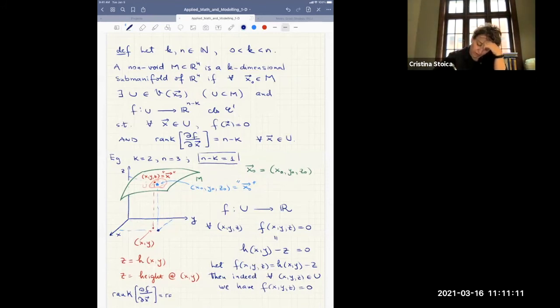Rank of, so for us would be this, right? So the function goes to R. So we have to do df dx, df dy, df dz. So in this case, we should verify the rank of dh dx, dh dy, and then we'll have a minus 1. So the rank of this should be 1, which actually cannot be anything but 0 or 1, but actually is 1, because the rank, if you remember, is the number of linearly independent columns.